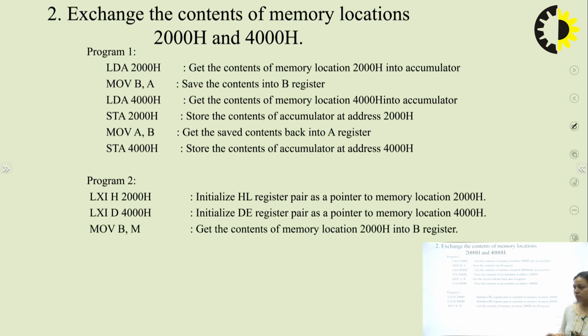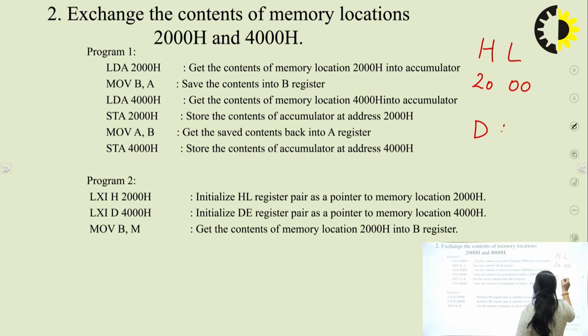LXI H, 2000. So first I initialize the HL pair with this address 2000, which is the first memory address. LXI says load 16-bit immediate value. So 2000 is being transferred to the HL pair. LXI D: the DE pair is being loaded with value 4000. So 00, being the lower 8 bits, will move to register E and 40 will move to register D.